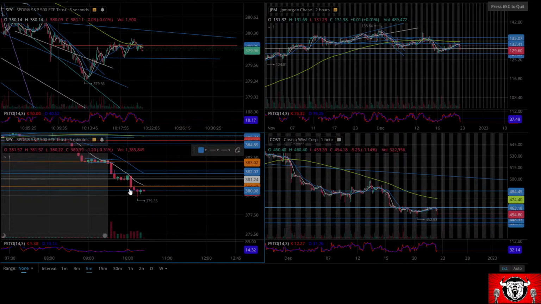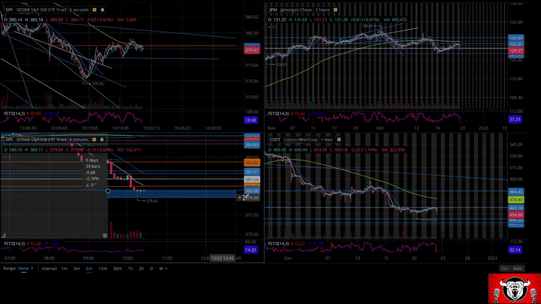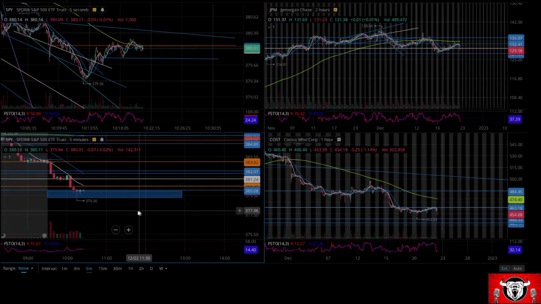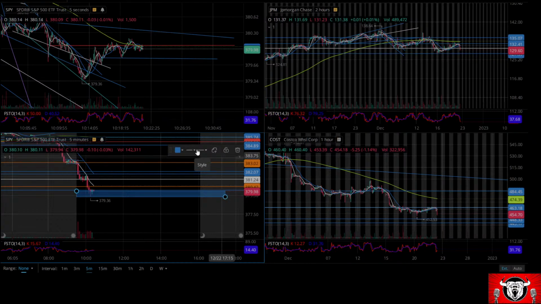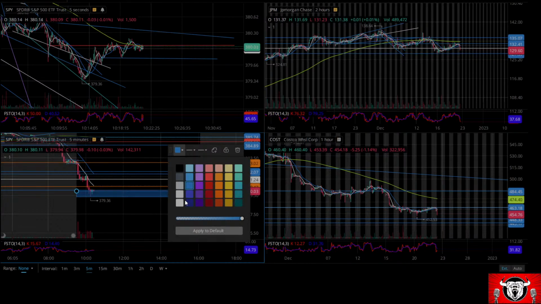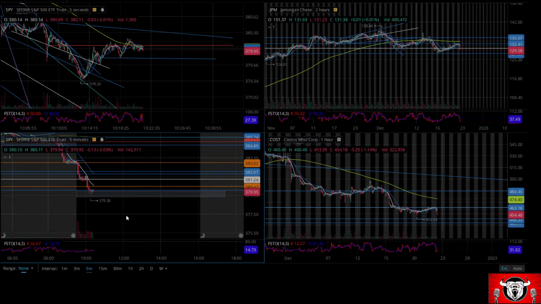This is the in-betweens. You've got to get the in-betweens. And I kind of box in the bodies and the wick. Just run that across the entire day. That first one is a real important one. I'm going to try and paint it. You're on the 5-minute chart. There we go. Great. Yeah, there's the 5-minute chart.